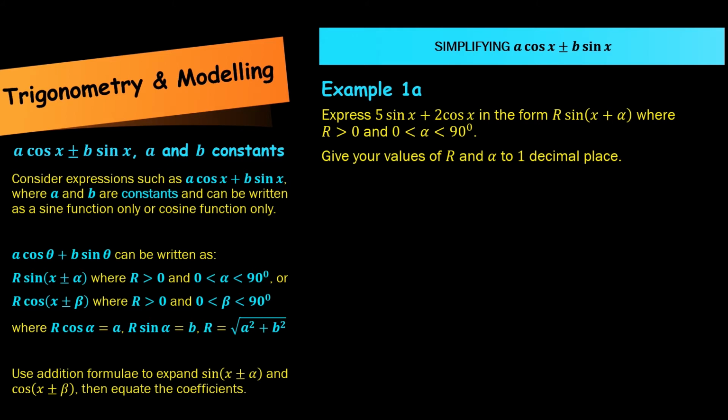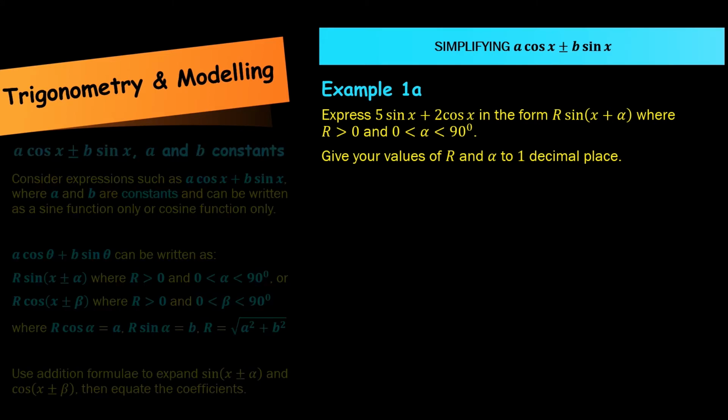So let's take a look at part A first. We are required to express 5 sin x plus 2 cos x in the form r sin(x plus alpha), where r is greater than 0 and alpha is between 0 and 90 degrees. We are also required to give our values of r and alpha to one decimal place. So let's solve this.